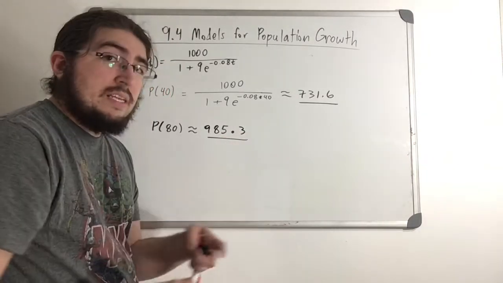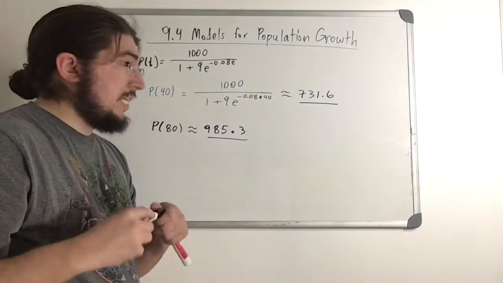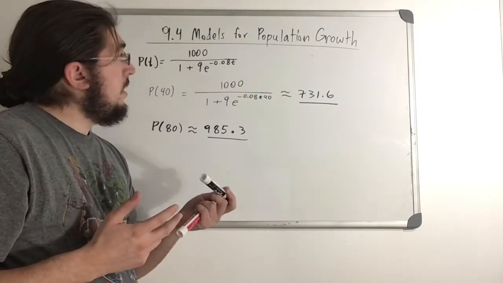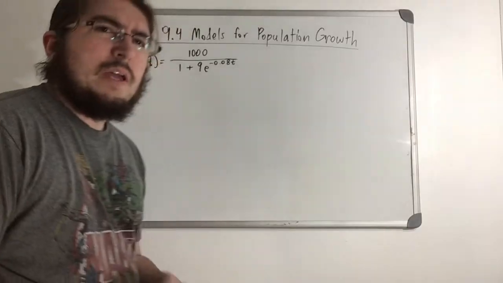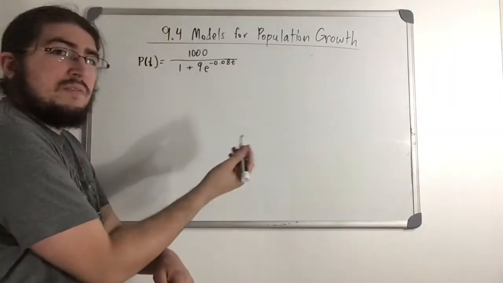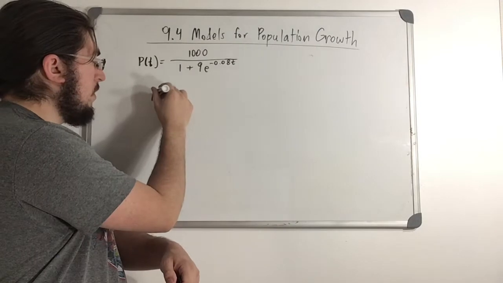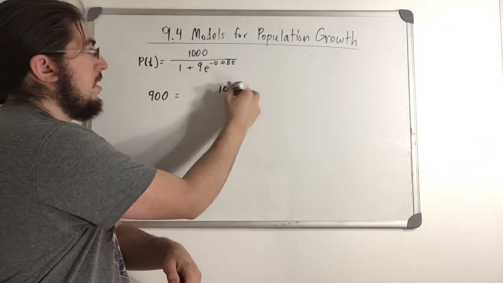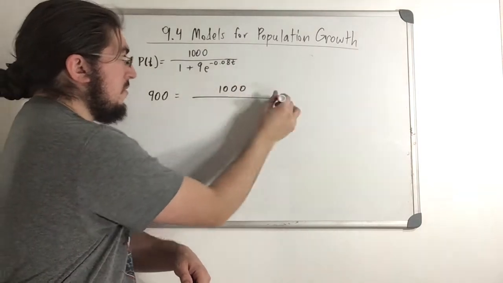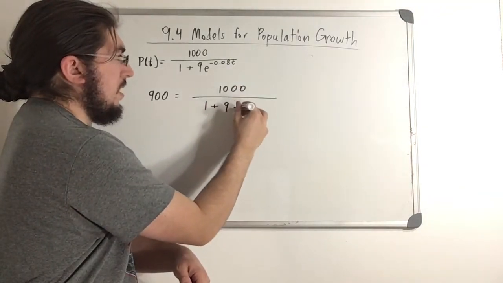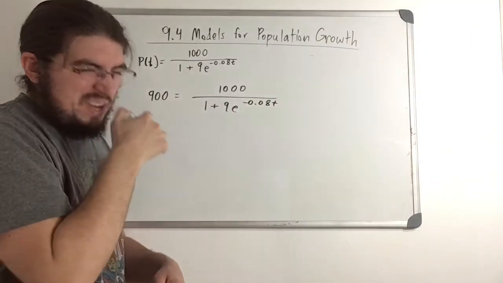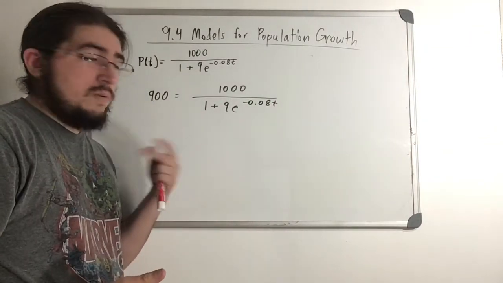And now we're moving on to the next part of the question, which asks us, at what time does the population size reach 900? So let's see that right now. Okay, so we want to find t. So we're going to let P of t be 900. And we're going to attempt to solve for t in this case. And can we do it? I believe we can. This involves a lot more math than the previous two things we found.